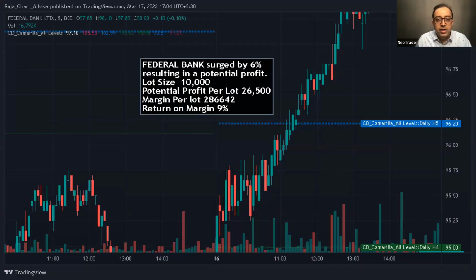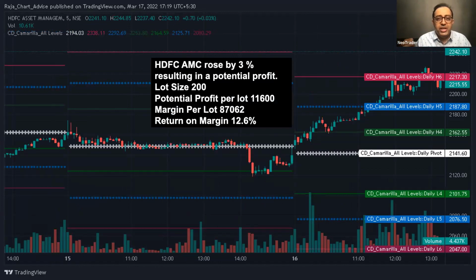You can see here Federal Bank moved above H4. It made a profit of 26,000 on a margin deployment of 2,86,000, which gave you a return of 9%. So you can see here 9%, 10%, 12% consistently you can make in your margin. That's what you want to see, right? You want to see how can you make consistent return. And you can see here that on this particular stock, it went up till H6, profit booking done, made a return of 12%. How many of you are convinced that this strategy works?